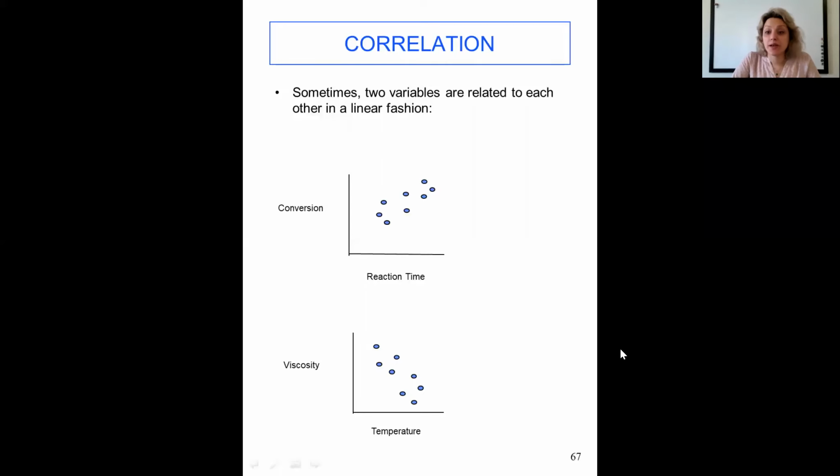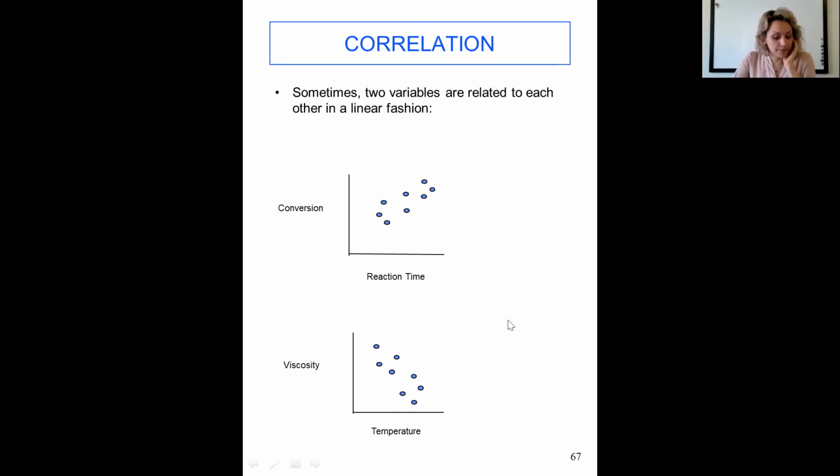In this video, we want to learn about the correlation. Sometimes we have two variables, or more than two variables, and they are related to each other in a linear way. For example, look here, we have the conversion and the reaction time. You can see that they're related to each other. Or we have the viscosity and temperature that are related to each other like this.